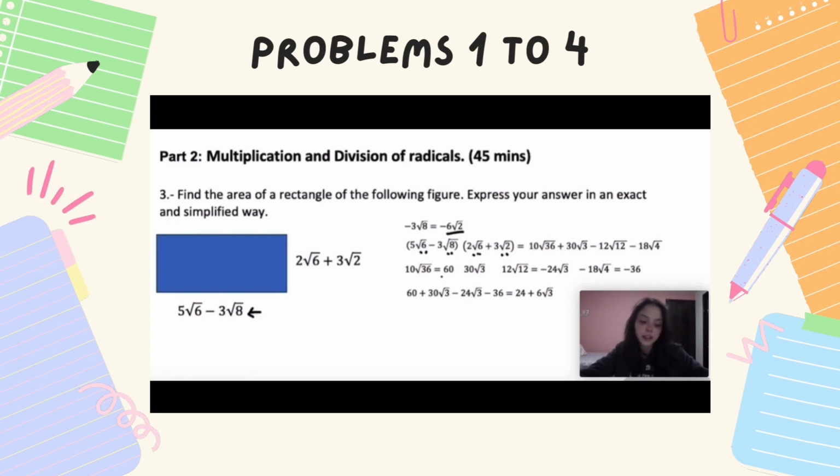Then we have to modify the values. We know that 10 square root of 36 is equal to 60, minus 12 square root of 12 is equal to minus 24 square root of 3, and minus 18 square root of 4 is equal to minus 36. We do the additions and subtractions and we get 24 plus 6 square root of 3 as a result of the area of the rectangle.